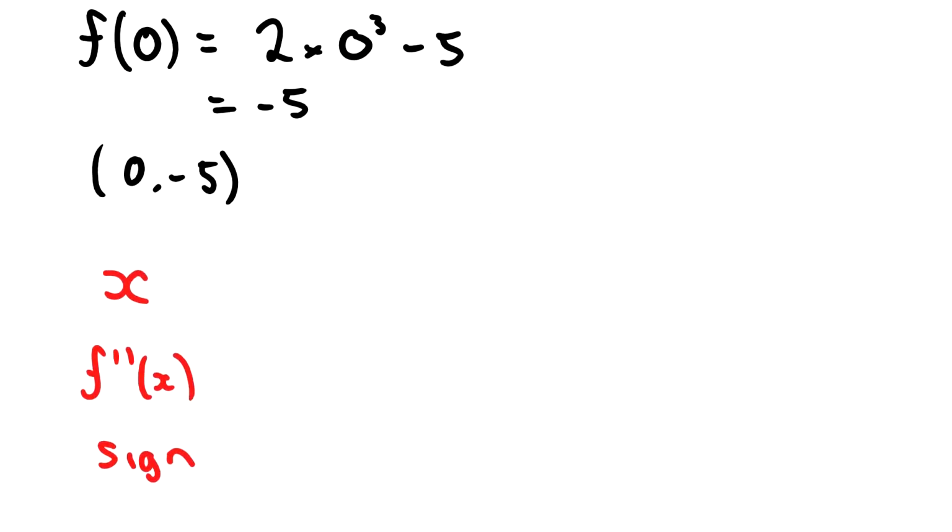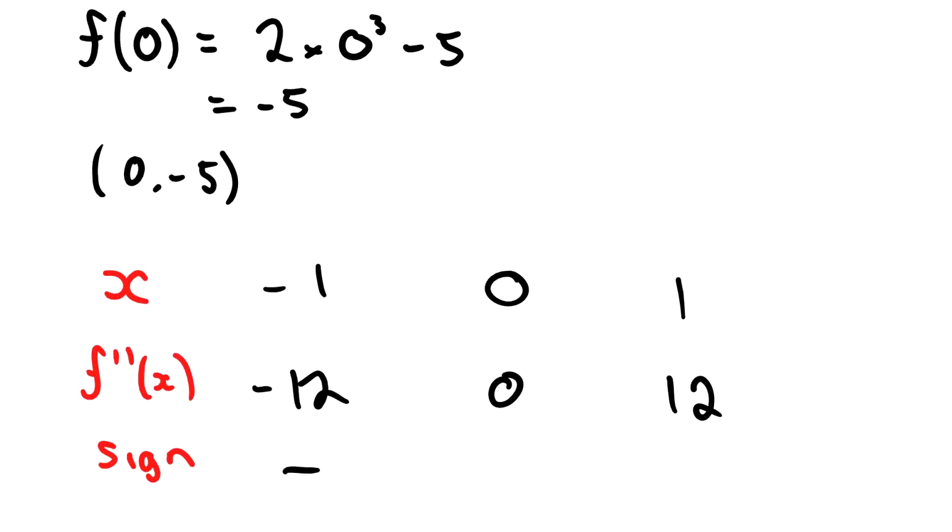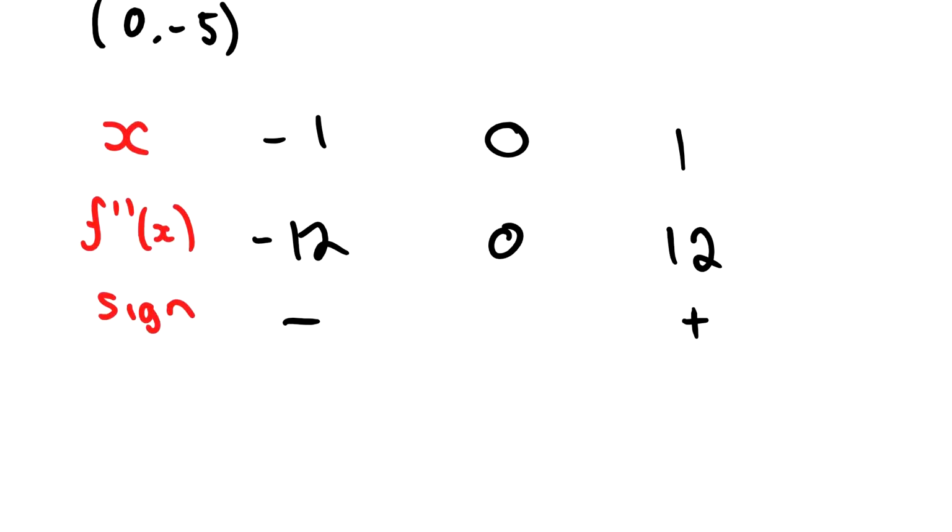So I go down here. I want to pick an x value to the left, so let's say minus 1. We have our stationary point and we have a point to the right. If I substitute -1 into my second derivative, I get -12. We get 0 here and we get 12 here. So we go from a negative to a positive, so there is a change in our concavity. Therefore, this is a horizontal point of inflection.